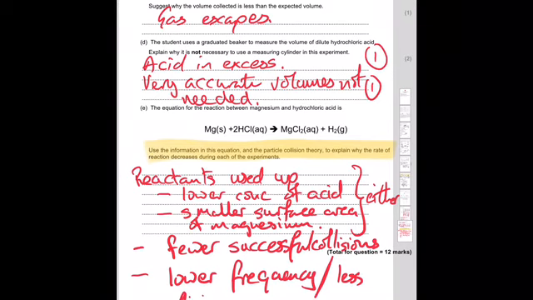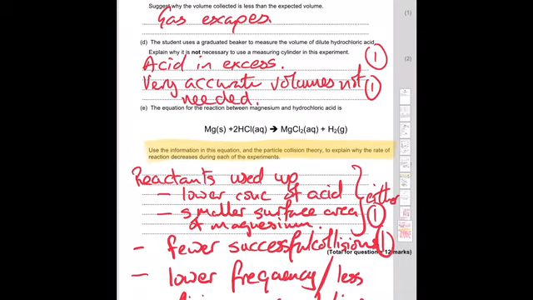Right, and then we can allocate the marks to the various sections. First section is 1 mark, second section is 1 mark, and third section is 1 mark. Okay, well done.